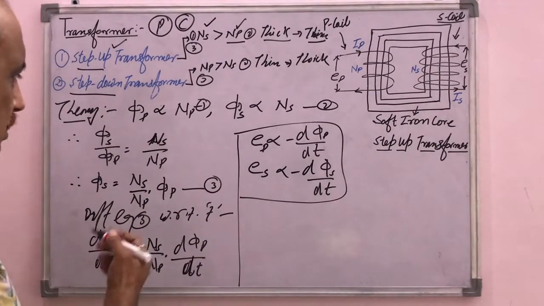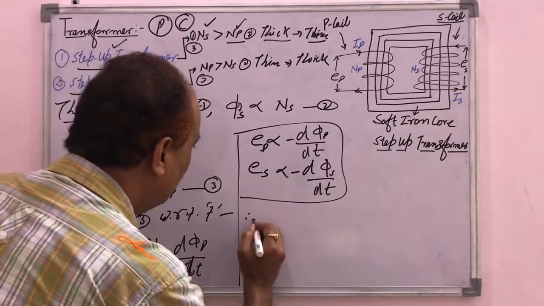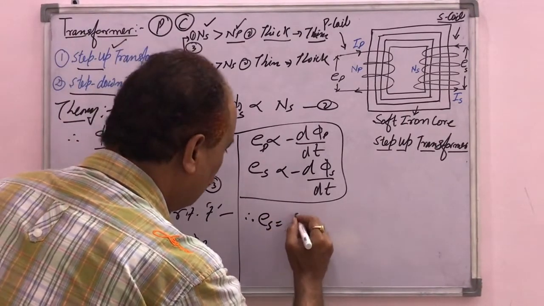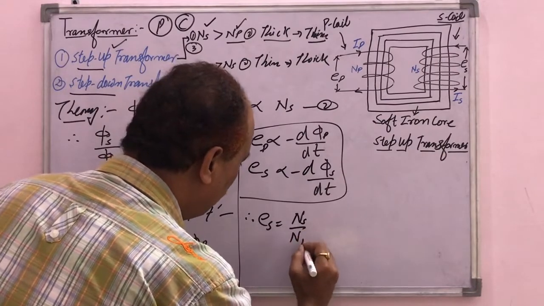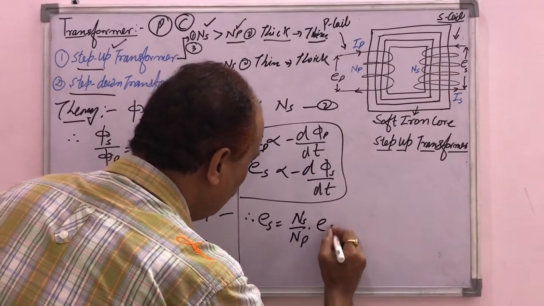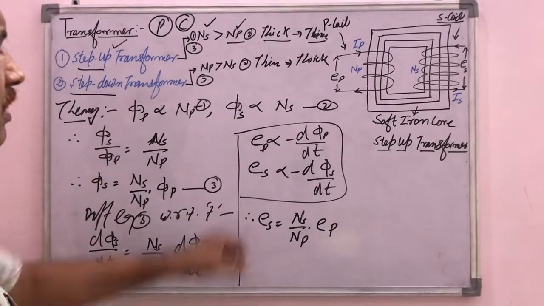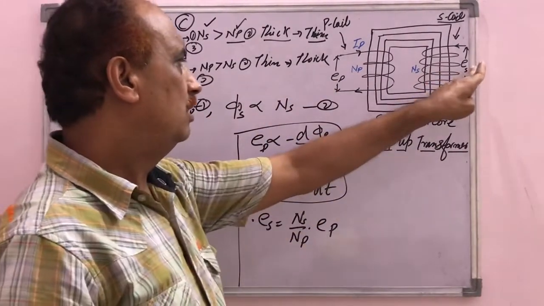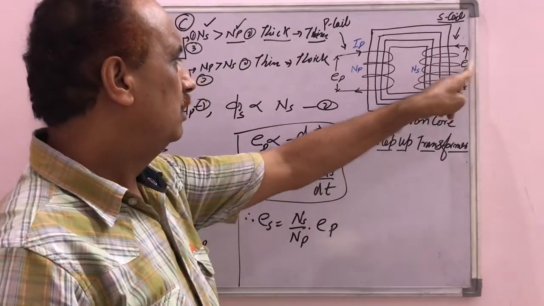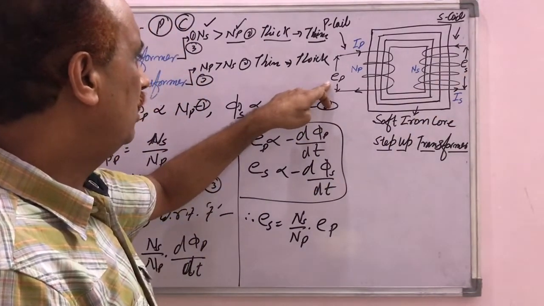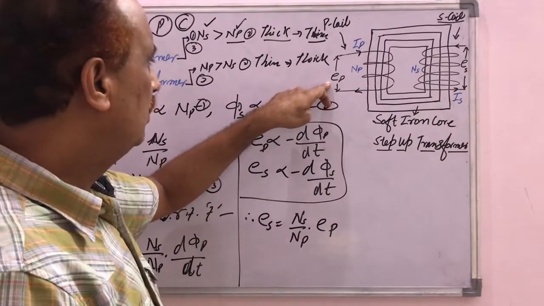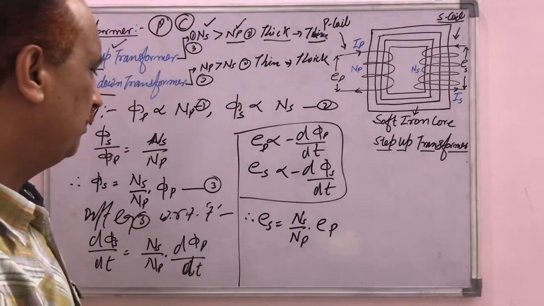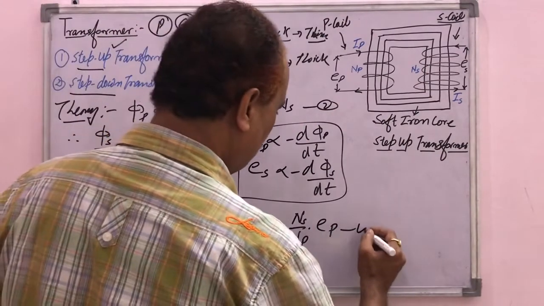So minus cancels out by minus, and we can write Es will be equal to Ns upon Np into Ep. Es is the output EMF, and Ep is the input EMF acting across the primary coil. So it is equation number 4.